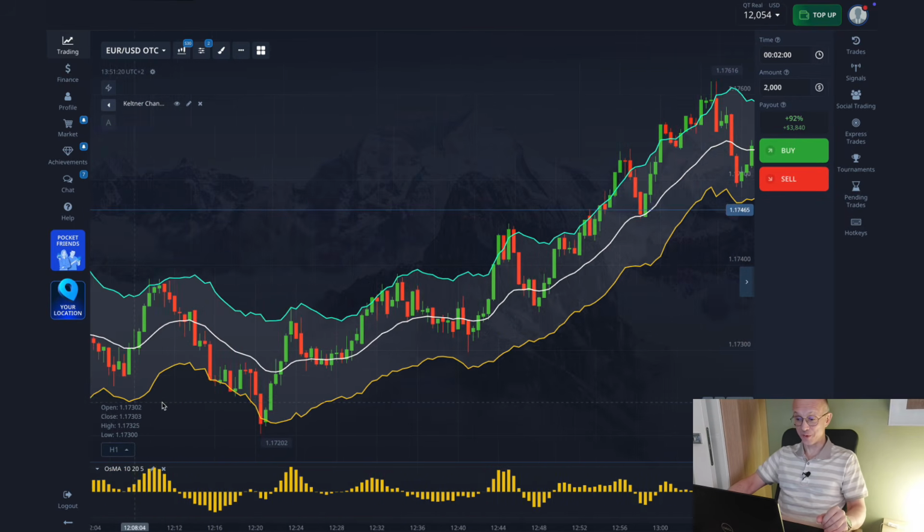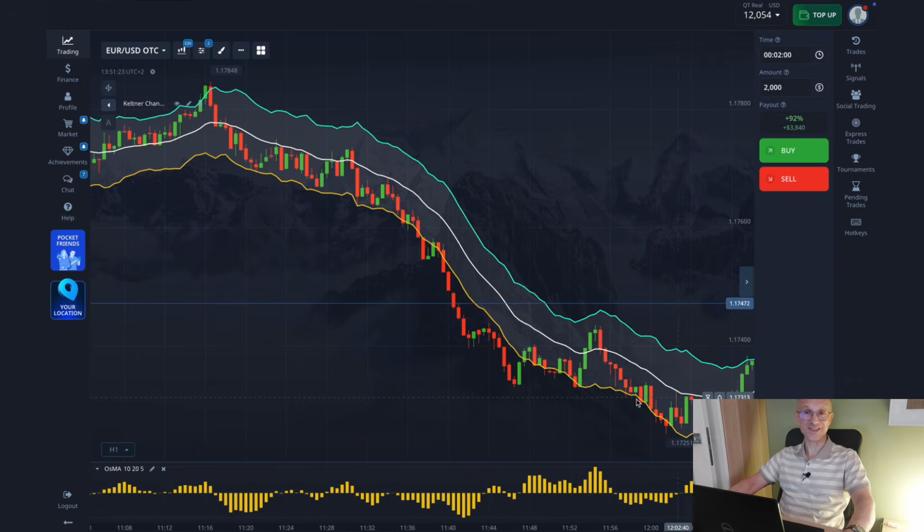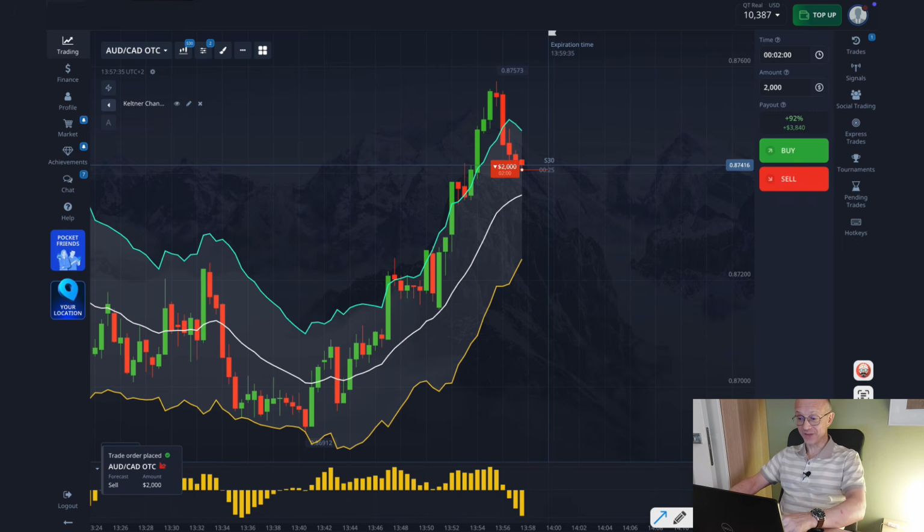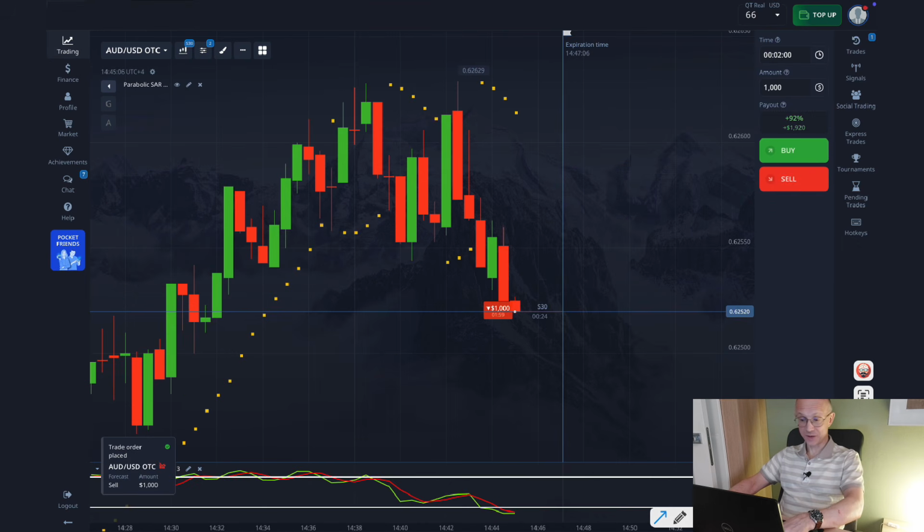Friends, if you trade on your phones, configure everything in the same way. I'm starting the session with a clear opportunity. The expiration time is 2 minutes and I'm opening a short trade for $2,000. Now I'll explain in detail how to use this strategy correctly so as not to miss strong signals.